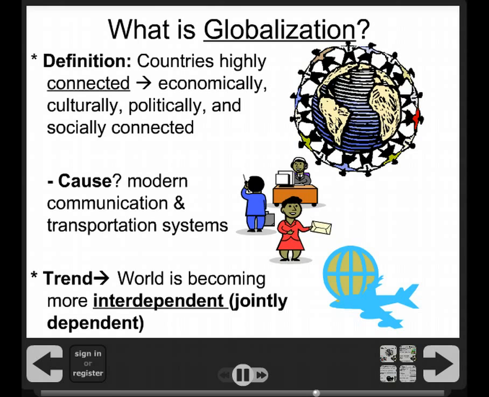An example of this is the United States is very dependent on Mexico and Canada because they are so close to us that we trade a lot with them. Another one is the European Union, many countries in Europe are now very, very connected because of their communication and transportation systems. So remember, when you see globalization on the HSA, remember that it's about countries being highly connected and interdependent.